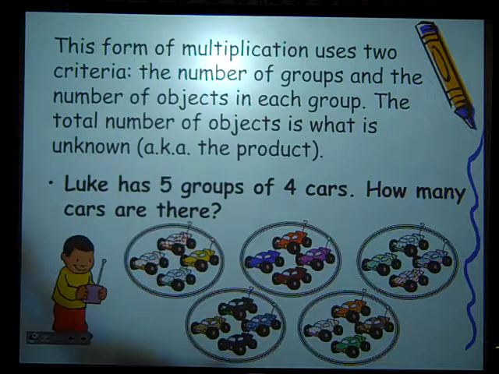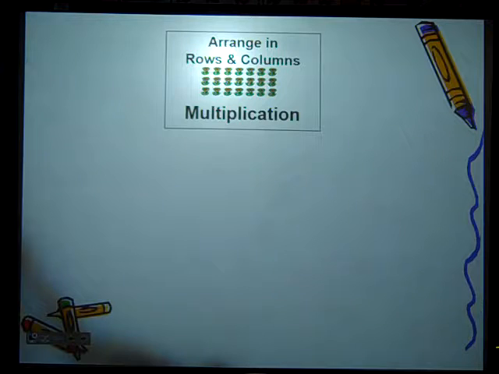Now, how would I find how many cars there are in all? I multiply the number of groups, 1, 2, 3, 4, 5, times 4, the number of cars in each group, to give me 20 cars. Alright, now here's one we don't see very often. I don't normally teach it, but I think it's important for you to listen and hear it, okay?